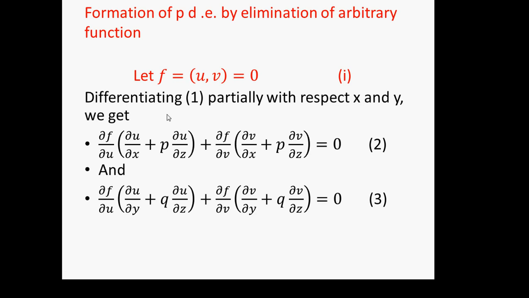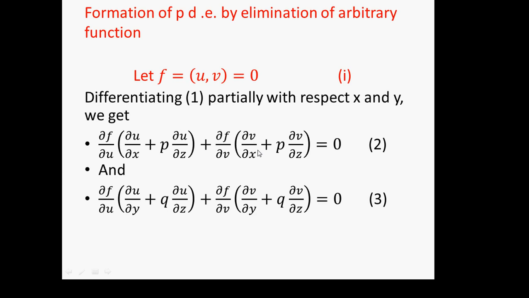So here function f will be differentiated first with respect to u and u with respect to x, then u differentiated with respect to z and z with respect to x, plus f with respect to v, and v with respect to x, plus v differentiated with respect to z and z with respect to x. So we have the equation of the form del f upon del u times (del u by del x plus p del u upon del z) plus del f upon del v times (del v upon del x plus p del v upon del z) is equal to 0. This is equation number 2.